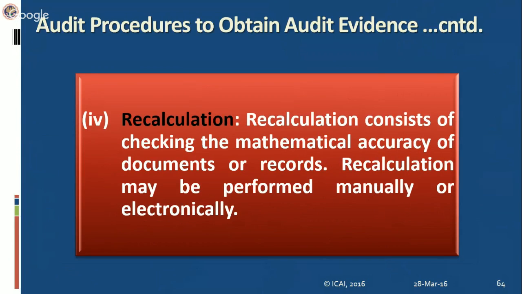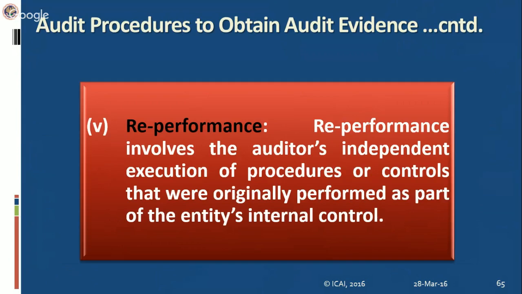Recalculation consists of, it is very simple, checking the mathematical accuracy. Recalculation you do in ordinary daily life. So recalculation consists of checking the mathematical accuracy of documents or records. It may be performed manually or electronically. Reperformance involves the auditor's independent execution of procedures or controls that were originally performed as part of the entity's internal control, whether they are operating or not. So this is the independent execution of procedures or controls by the auditor.